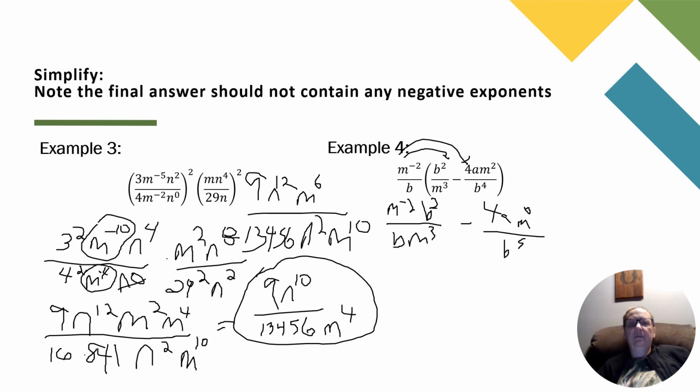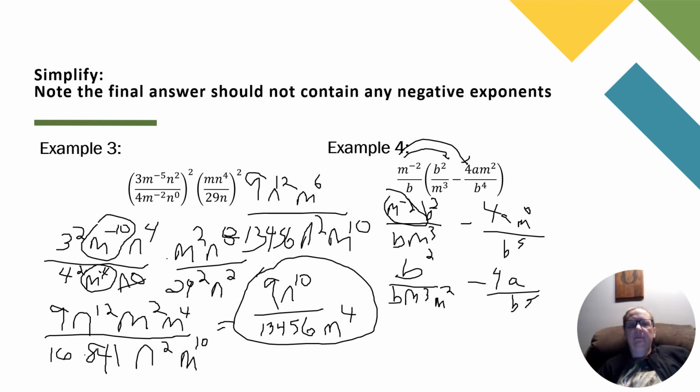Now I just want to simplify those as much as possible. So again, I have a negative exponent here I'm going to take care of. So right now I have a b squared up top. I have a b, an m cubed, and an m squared in the bottom. And then over here, the m to the 0 becomes 1, so that basically goes away because 1 times anything is the thing. So this one just becomes 4a over b to the 5th.